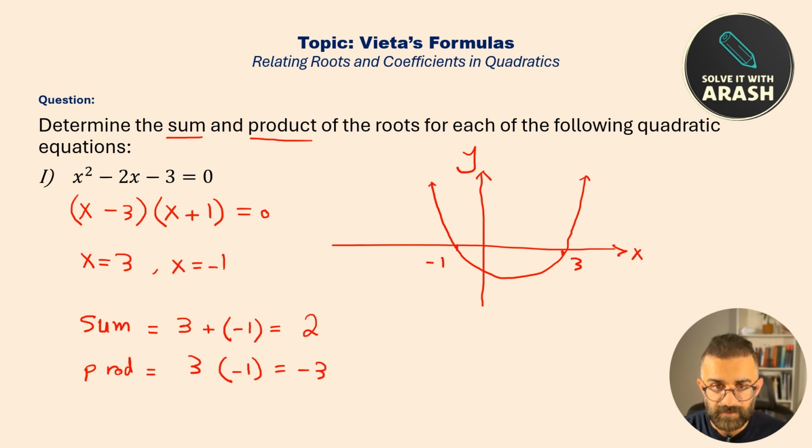I can see a -2 as the linear coefficient of the quadratic, and -3 is the constant term. So it seems like the linear coefficient is the negation of the sum of the roots, while the constant term equals the product of the roots. This is the case when the leading coefficient is 1. Now let's try the second example where the leading coefficient is not 1.